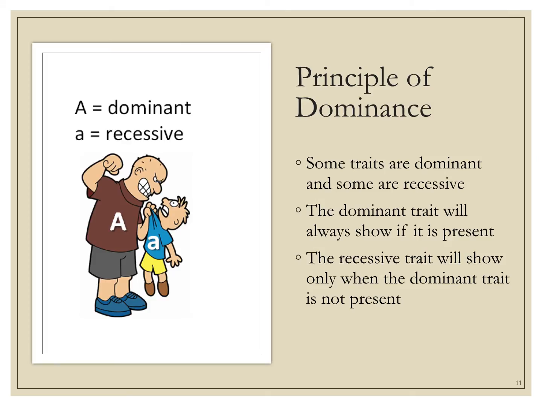Then we have the principle of dominance. That simply states that some traits are dominant, some are recessive. The dominant trait will always show if it is present. The recessive trait will show only when the dominant trait is not present. So you can see in that little picture on the left, I liken the dominant trait to a bully. It's always going to bully or push out that recessive trait unless that dominant trait is not there. And that's the only time that the recessive trait is going to be allowed to show.